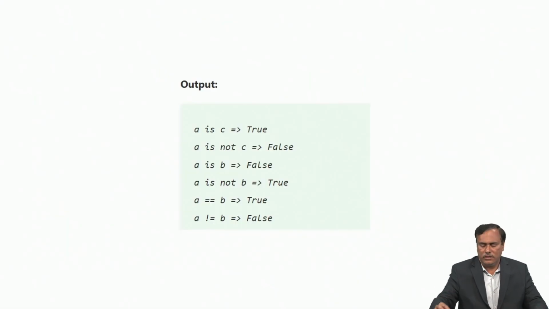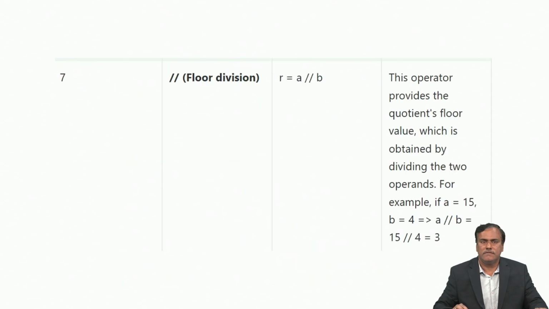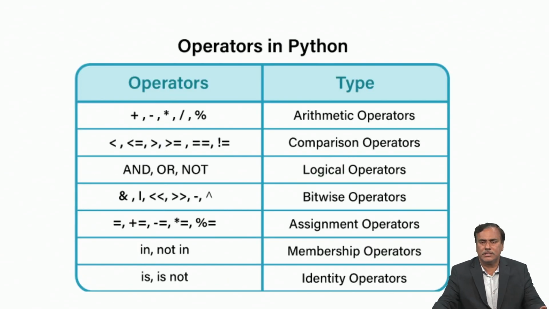So this is what we have discussed in today's session: various operators in Python, namely arithmetic operators, comparison operators, logical operators, bitwise operators, assignment operators, membership operators, and identity operators.